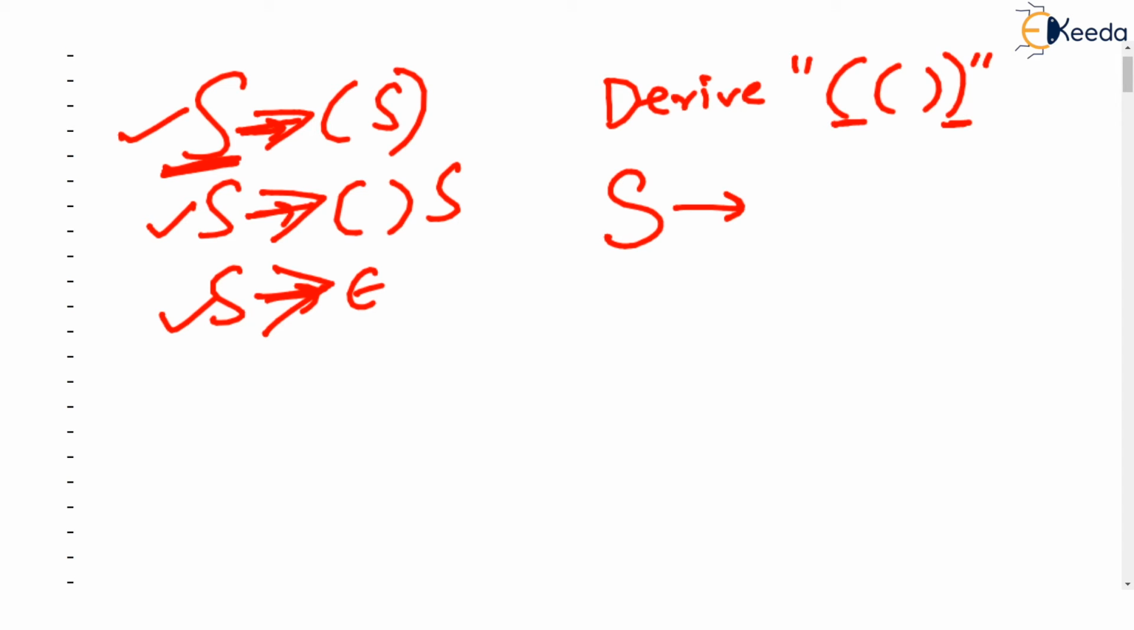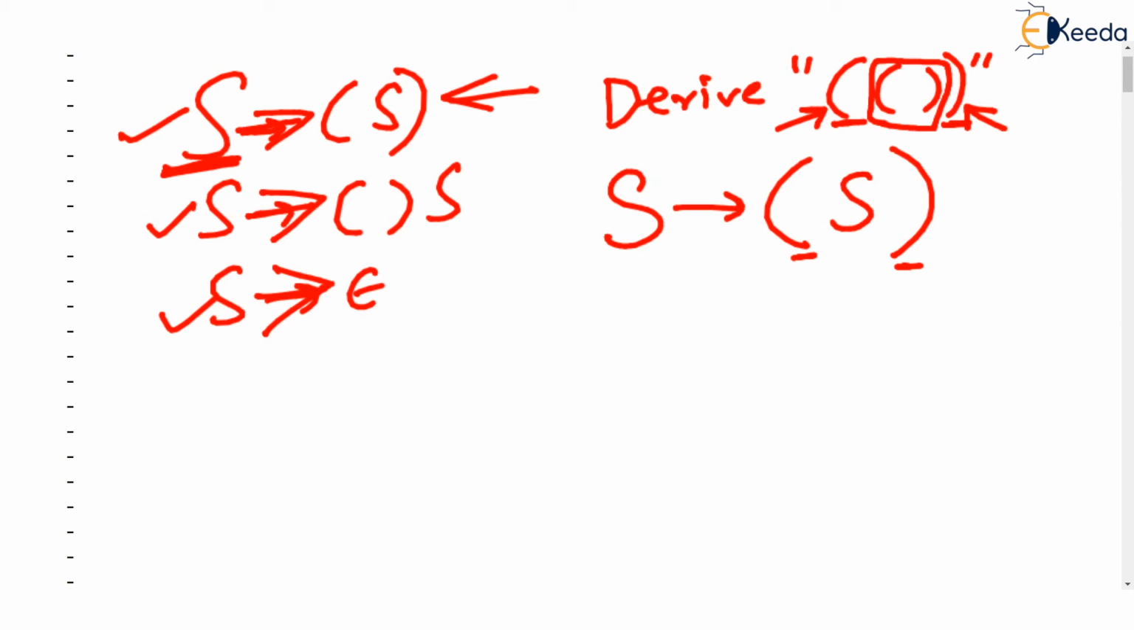But listen, we want an open bracket and a close bracket, right? So what we will do is we'll use this first production, open bracket, S, close bracket. Nice thing is that we have got this open bracket and close bracket now. Now somehow, this middle portion should be derived from this S.